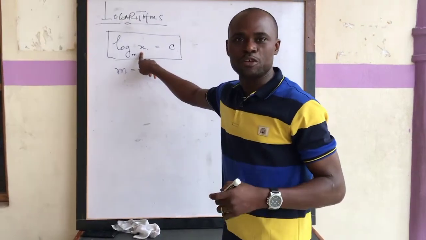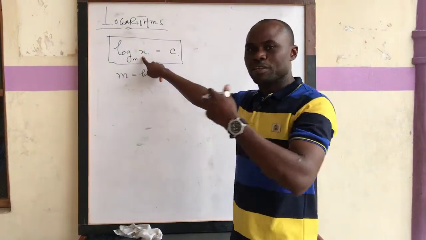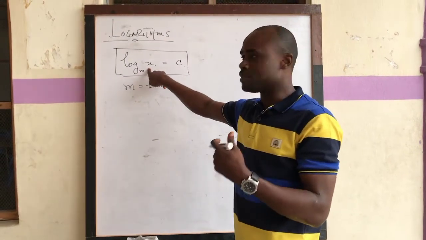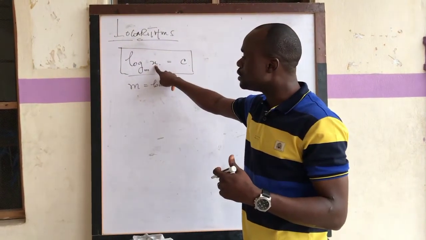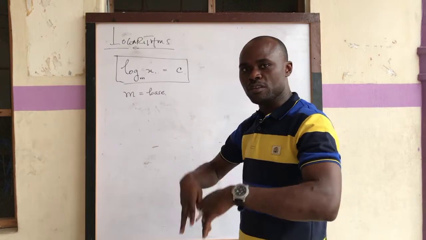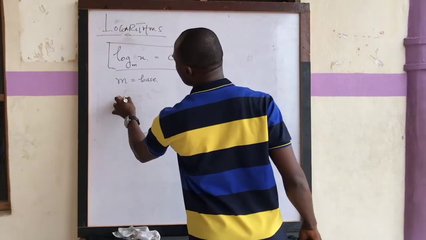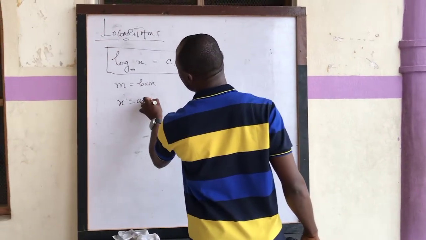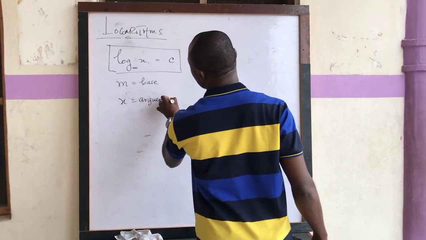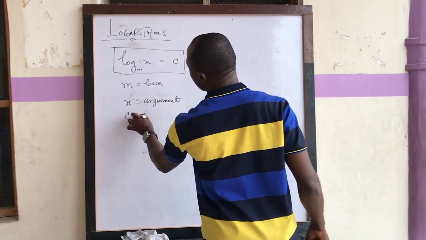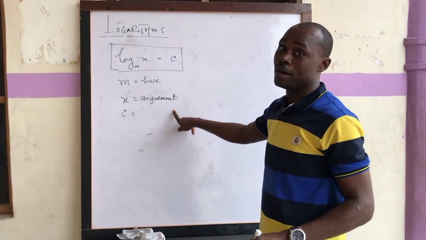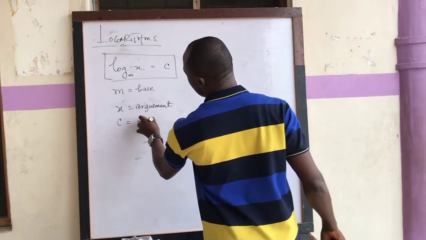This x is called the argument. Not like arguments where you have a face-to-face discussion with somebody, but this is the argument that has to do with the domain value. So x here is called the argument, and c is actually, funny enough, the power, the exponent.